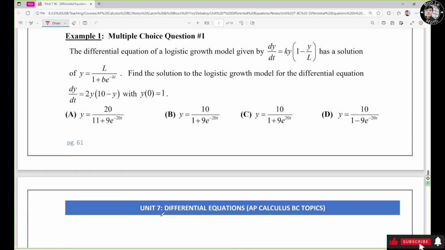Alright, let's take a look at the first example. The differential equation of a logistic growth model given by dy over dt equals k times y times 1 minus y over L has a solution of y equals L over 1 plus b times e raised to the negative k times t. Find the solution to the logistic growth model for the differential equation dy over dt equals 2 times y times 10 minus y with the initial condition y of 0 equals 1.